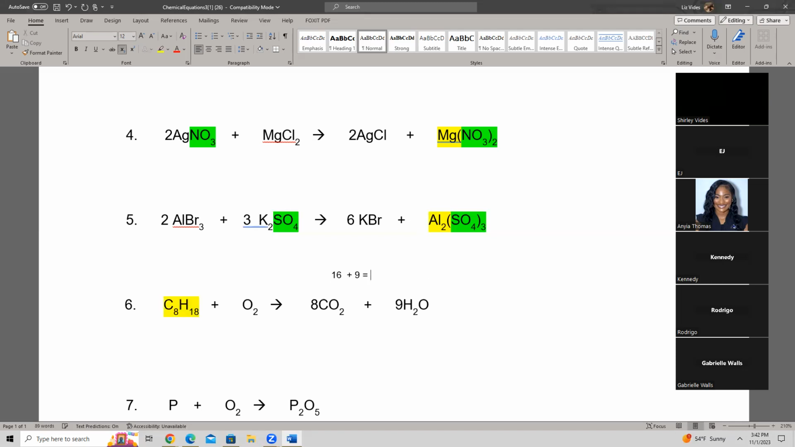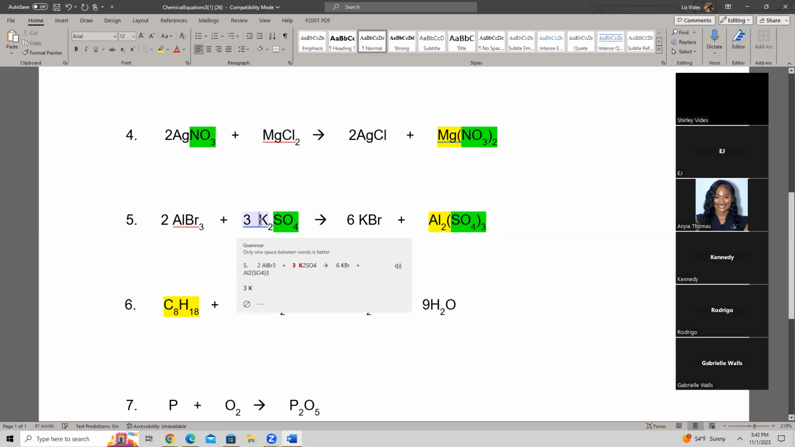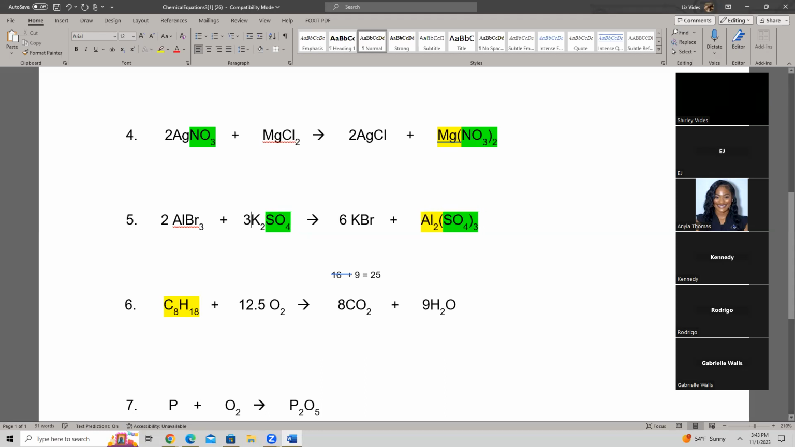And that gives me a total of 25. But 25 is not divisible by 2 unless we put 12.5 right here, right? And yes, I know that you sometimes see reactions balanced like that, but that is incorrect balancing. All coefficients need to be whole numbers.